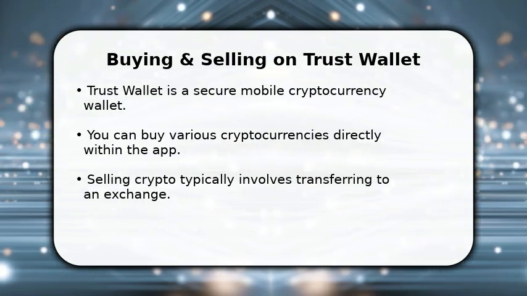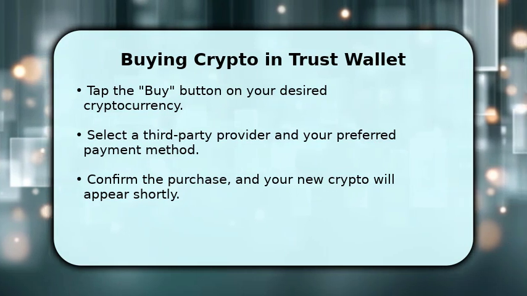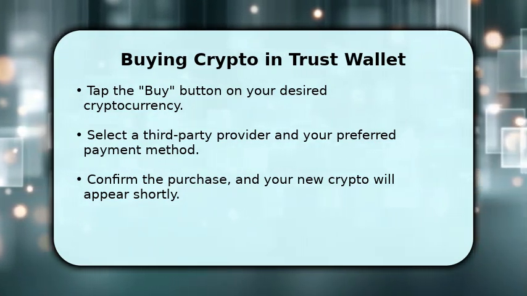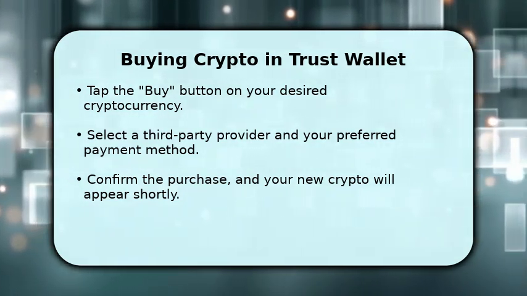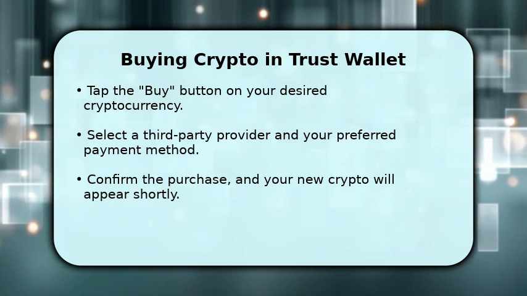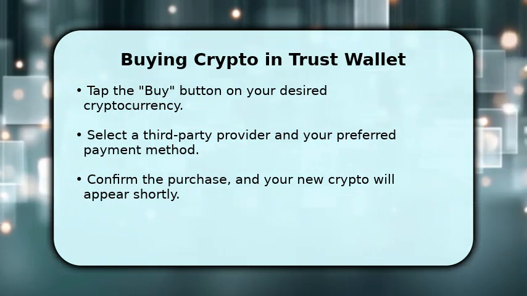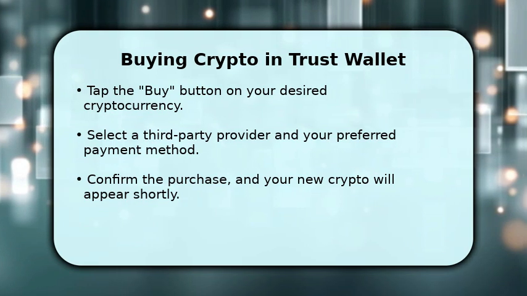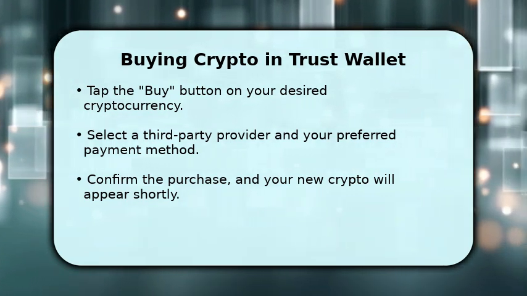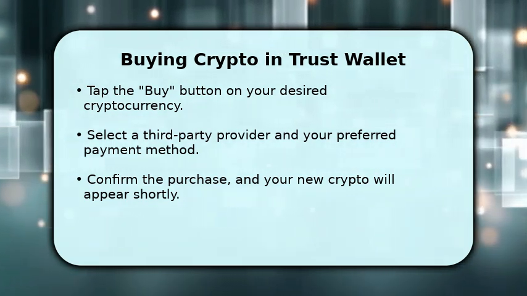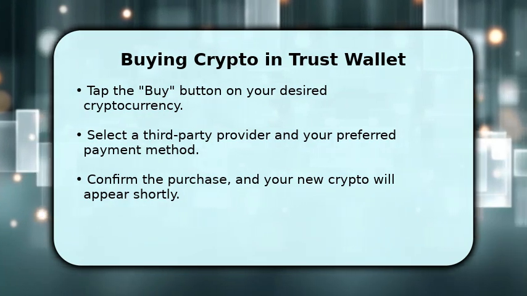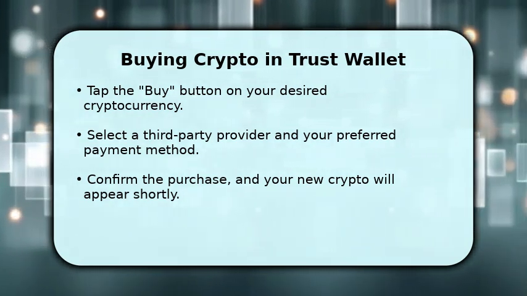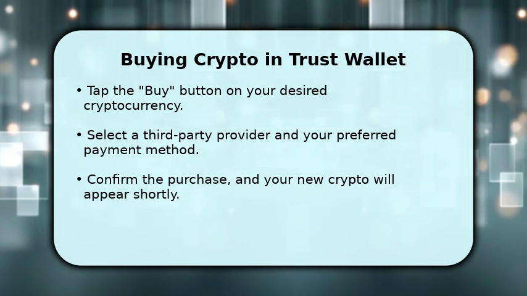To buy crypto, simply open your Trust Wallet and select the cryptocurrency you wish to purchase. You'll see a buy option. Tap it. Trust Wallet partners with various third-party providers, so you'll choose one and your payment method, like a credit card or bank transfer. Follow the prompts to complete the transaction, and your new assets will be deposited directly into your wallet.